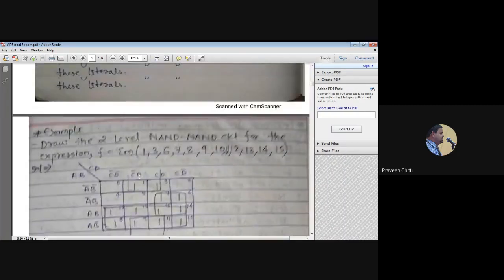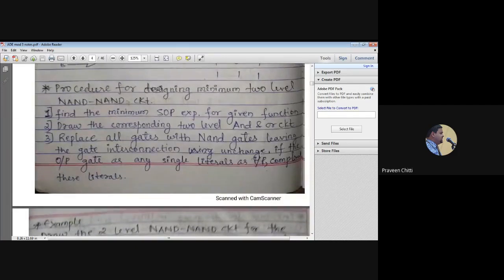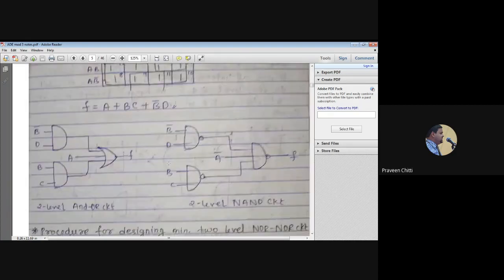But there is one important thing that you have to remember. What is that? The last point: if the output gate has any single literal. Now you can see here, this is called the output gate. AND gate is the output gate. Here it has a single input, single literal. What is that single literal? A. So this has to be changed to what?